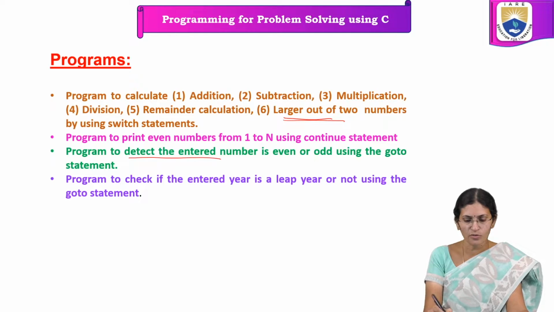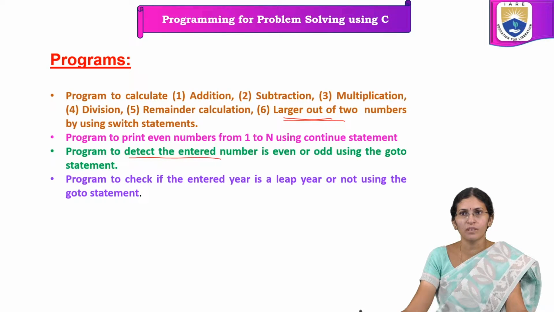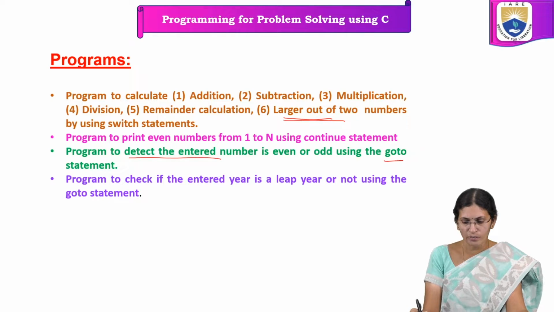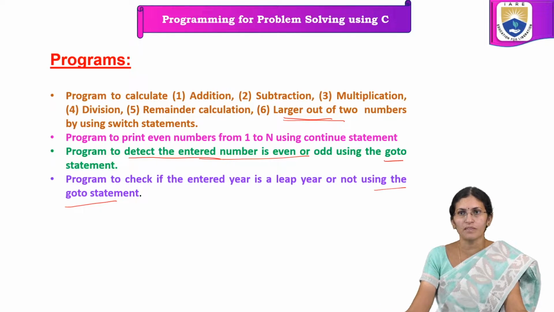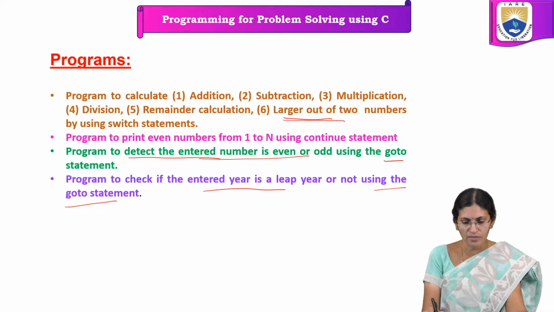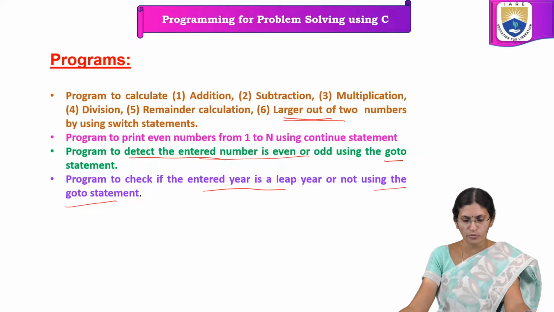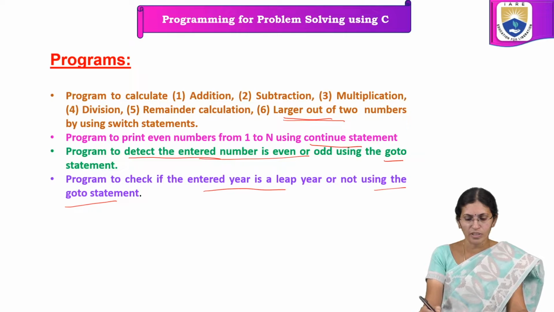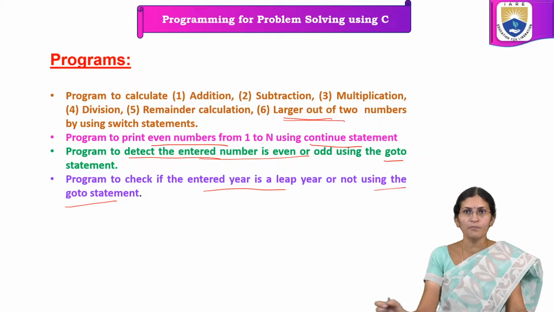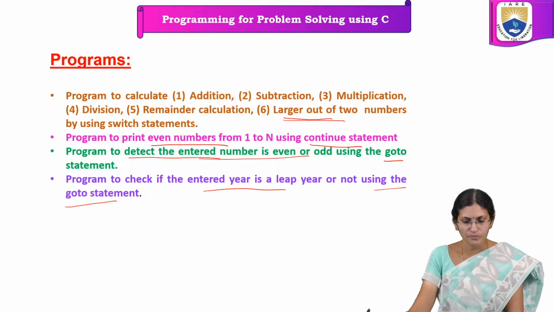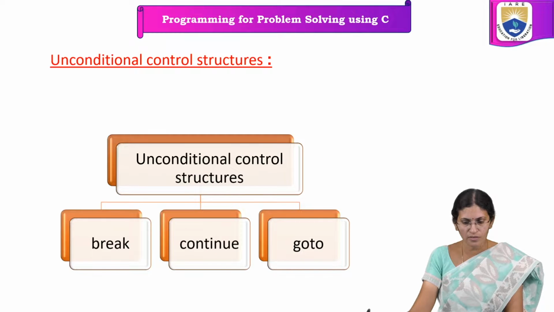The next program is to detect whether the given number is even or odd using goto statements. So using goto statements, we are going to see two programs. The first one is to check whether the given number is even or odd, and the next one is to find out whether the given year is a leap year or not using goto statement. Then using continue statements, we are going to see the program to print even numbers. Now let us see the first program.